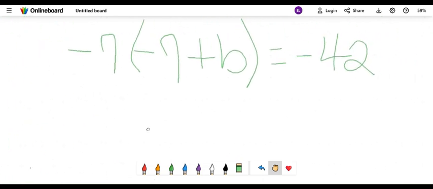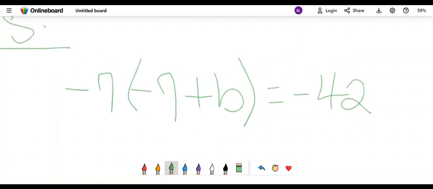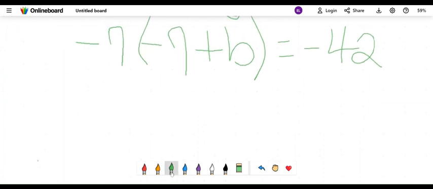Alright, the second one is a lot of steps this time, but it is still a two-step equation. So the first thing we have to do is distribute, draw arrows. That means if there's a parenthesis here, we have to multiply negative 7 times negative 7, which is positive 49 because a negative times a negative is a positive. Alright, it's going to be a 49.